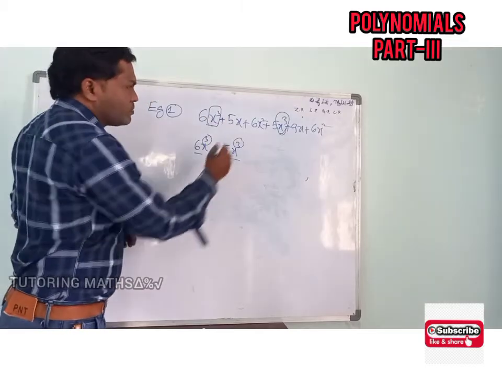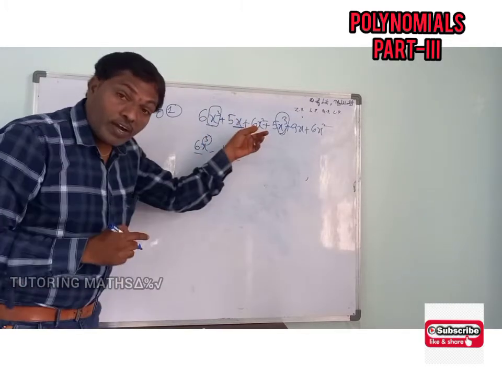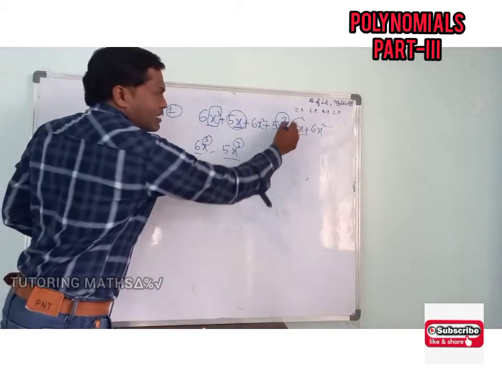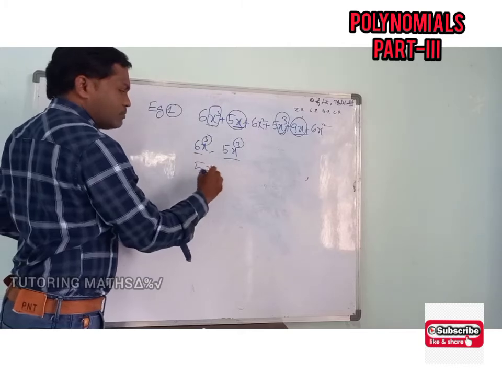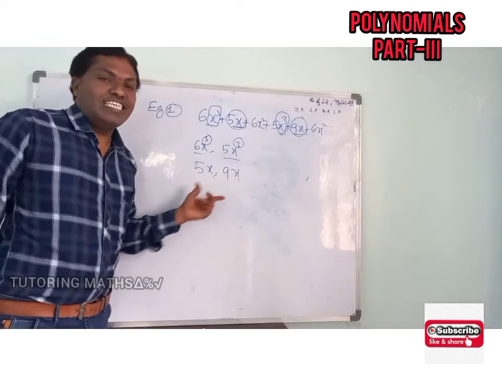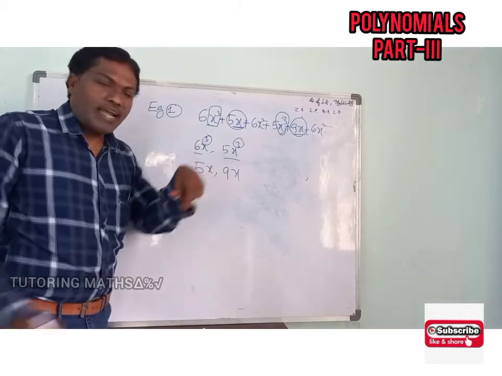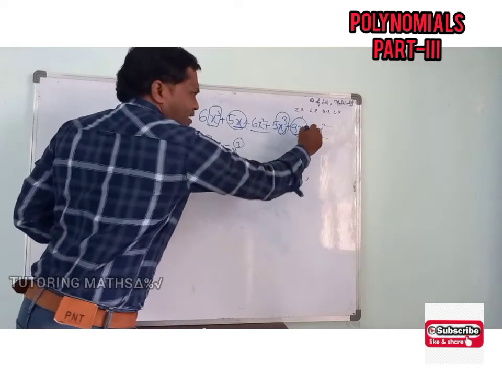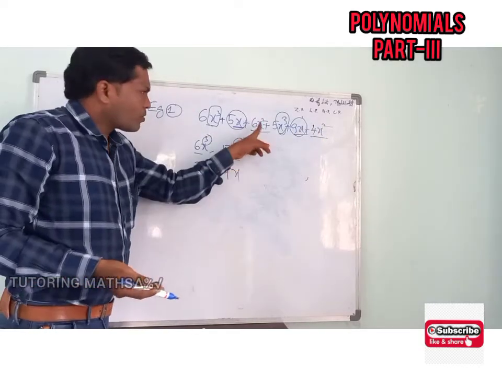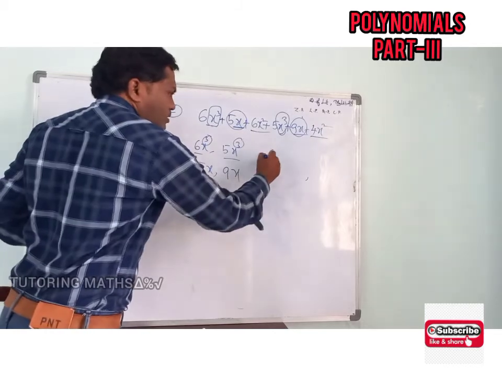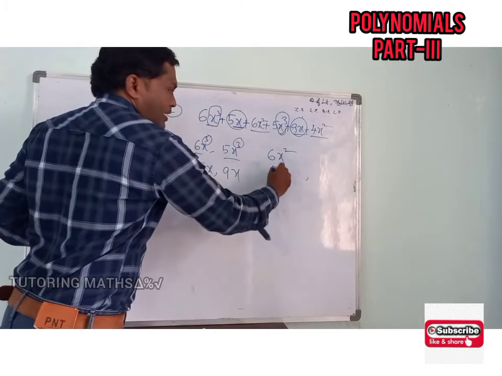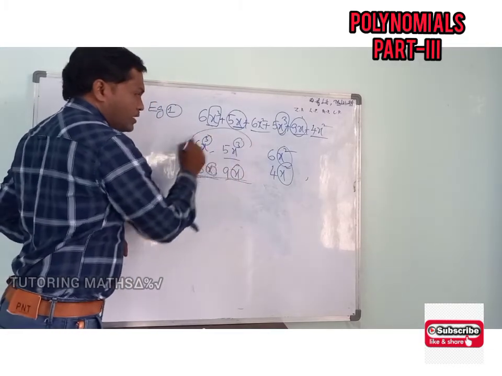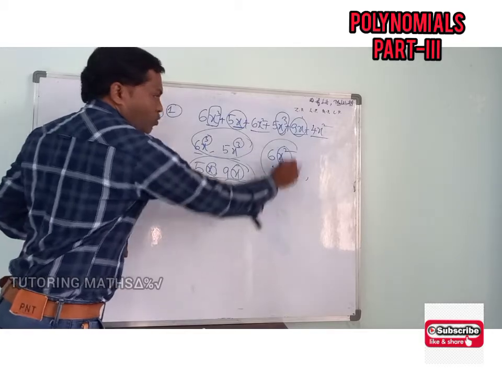And one more, here we have x. Can you find one more x here? Yes, we have one more x. This is 5x and 9x. What are the like terms? 5x and 9x. These two terms are like terms. And one more like term, x square and x square. Take some different coefficients: 6x square and 4x square. Just observe.